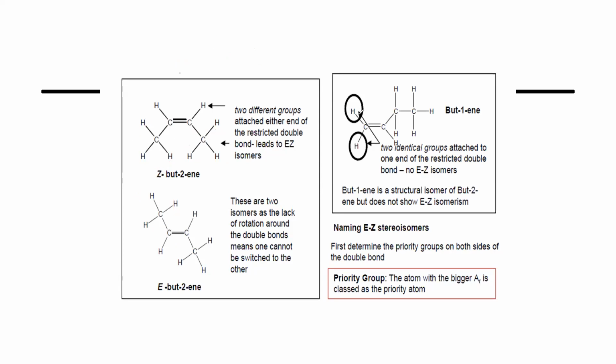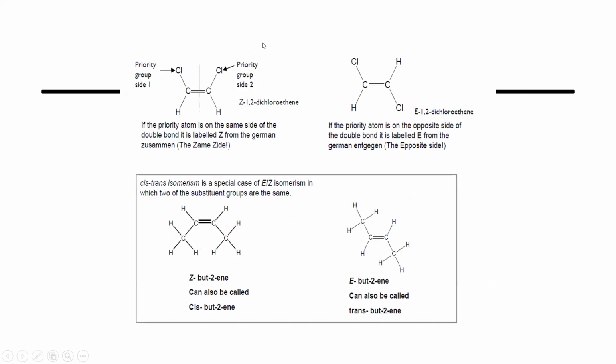In case when identical groups are attached to a carbon, as I mentioned, it does not exhibit any geometrical isomer. So for example, when we check, chlorine is the heavy priority group, and both are on the same side. So when both are on the same side, how to name this? First we name the first position and second position, we have 2 chlorine, so 1,2 dichloro, and because there's a double bond and 2 carbons, it is ethene.